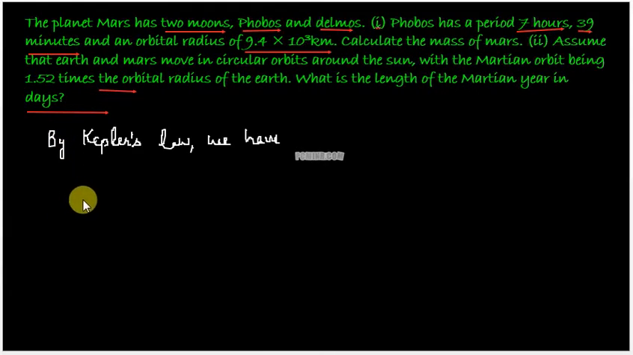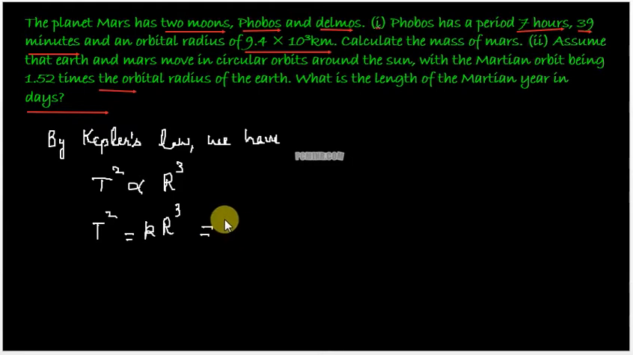Now we know by Kepler's law that T square, the time period, is directly proportional to the cube of the orbital radius. Therefore, T square is equal to, when we remove the proportionality sign, we add a constant k here, k times r cube. But what is my k here? The value of k is 4 pi square upon G times Mm, that's the mass of Mars, times the r cube, which is the orbital radius of Phobos.